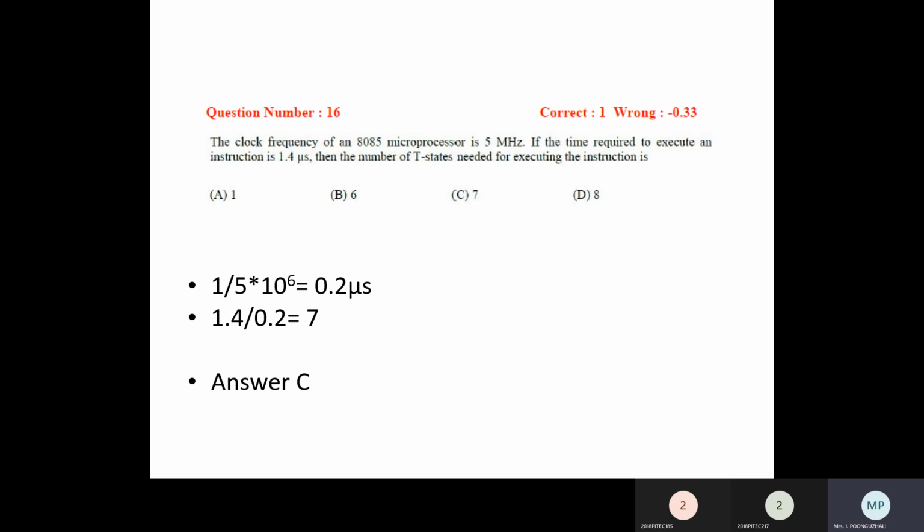But here they have given 5 megahertz. So with that 5 megahertz I can find my clock speed. And then they have given how much time it took to execute that instruction. So I have to find the T states. So 1/5 megahertz gives my clock period as 0.2 microseconds. The question says the total time taken is 1.4 microseconds. So 1.4 by 0.2, I am getting 7. So the number of T states is 7. So C is the answer for this.